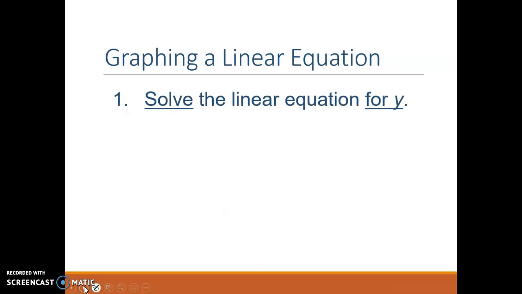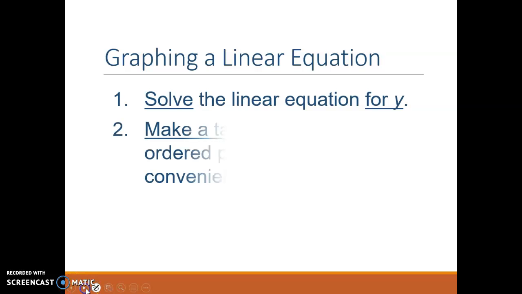When graphing a linear equation, don't forget first to solve the linear equation for y. Again, that does not mean that you're going to have a number like y equals 3. You're just rewriting the equation so that it's in terms of y. Y equals the rest of the equation.